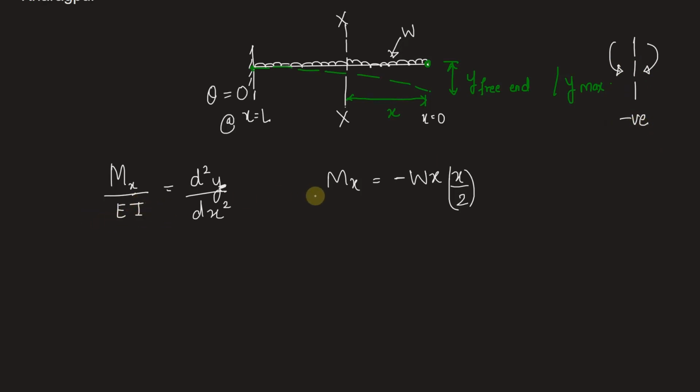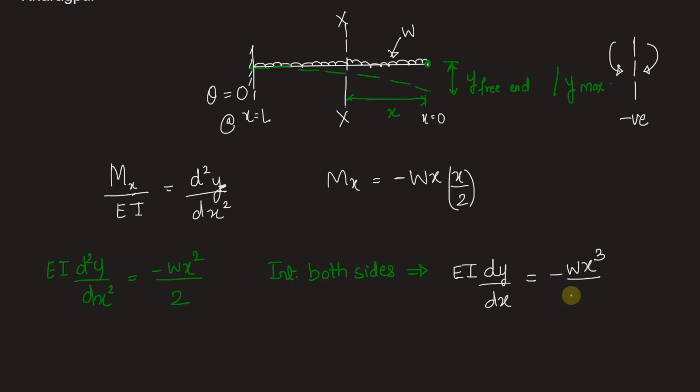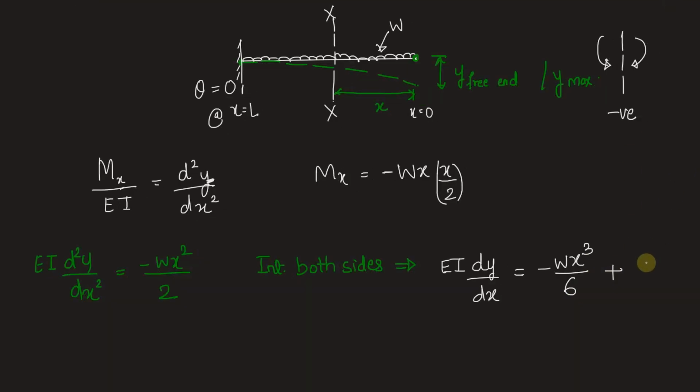Now by rearranging and putting the value of Mx, we have EI d2y by dx square is equal to minus wx square by 2. Integrating both sides gives us, EI is a constant so it remains as it is, EI integration of d2y by dx square is dy by dx is equal to integration of this term, minus w x cube by 3, and in the denominator 3 into 2 is 6, plus the constant of integration, let that be C1. Now we need to find this unknown C1.